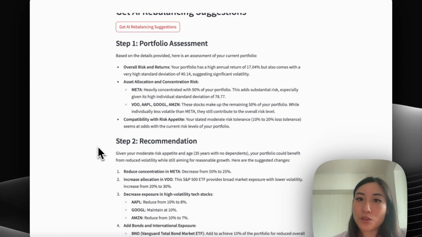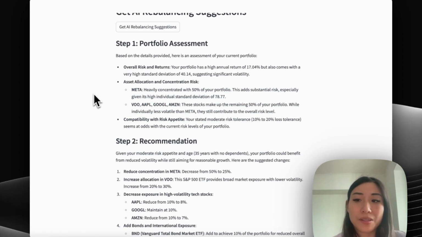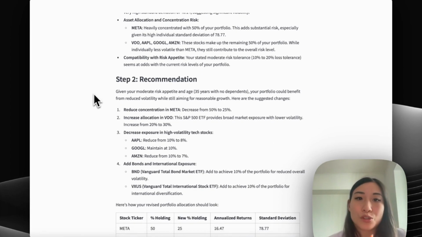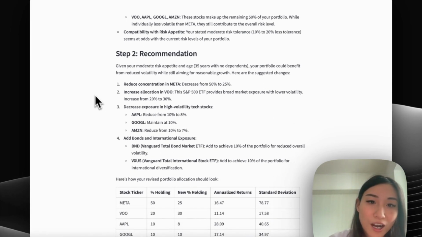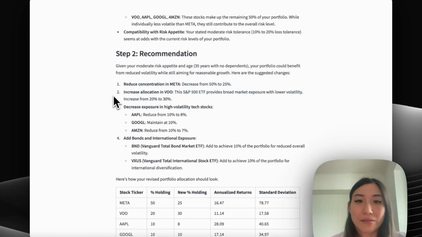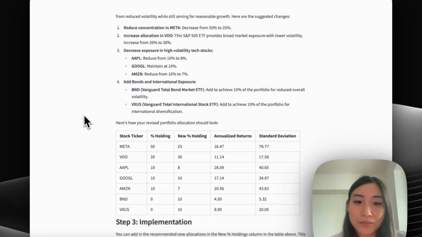You notice that it will give you an initial portfolio assessment, which says a lot of the stuff that I mentioned earlier on. Basically, the heavy concentration in Meta is an asset allocation as well as concentration risk issue that somebody may have. The recommendation to reduce some of this risk would be decreasing some exposure to high volatility tech stocks. Makes sense, there's a lot of tech stocks in this current portfolio. Increase the allocation to a more broad-based index like VOO or Vanguard. And then they also suggested adding in some bonds as well.